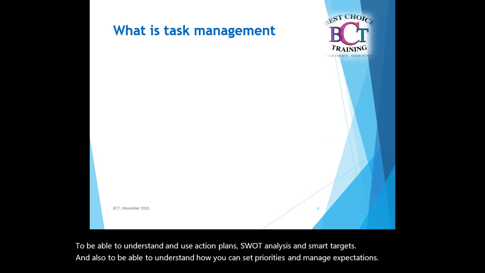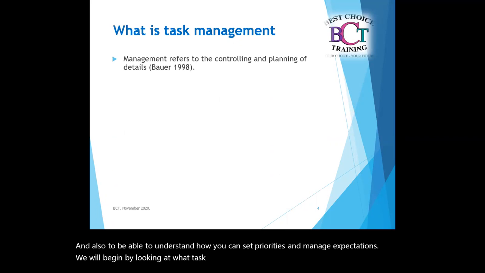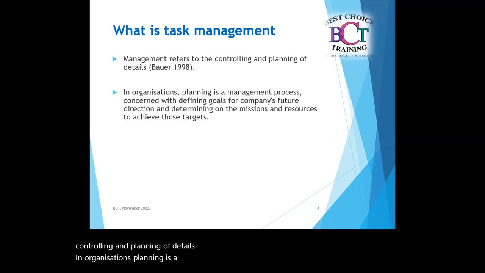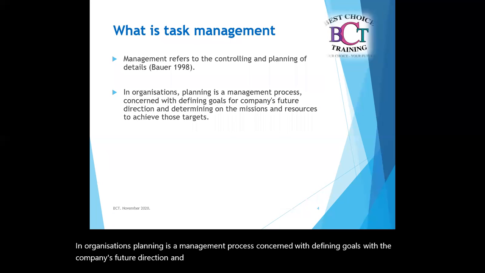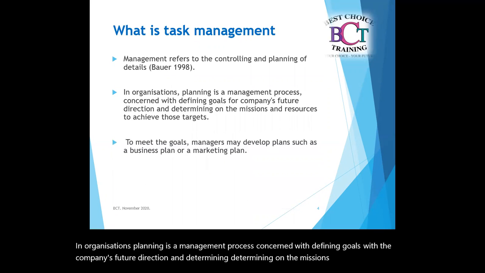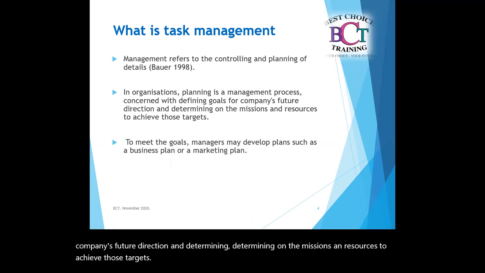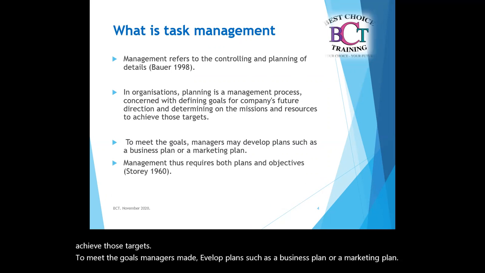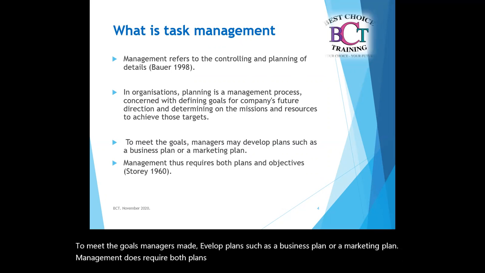We will begin by looking at what task management is. Task management refers to the controlling and planning of details. In organisations, planning is a management process concerned with defining goals for the company's future direction, and determining the missions and resources to achieve those targets. To meet the goals, managers may develop plans such as a business plan or a marketing plan. Management does require both plans and objectives. This is referenced by Story 1960.